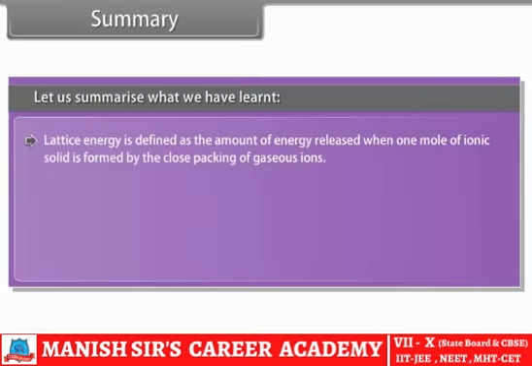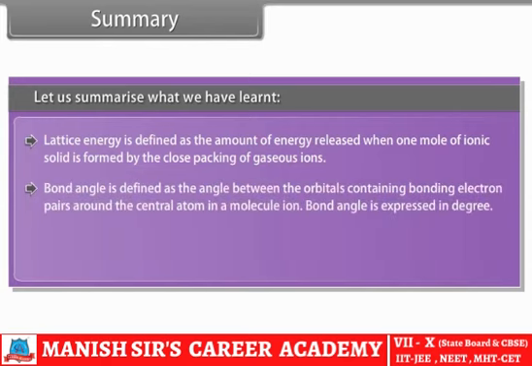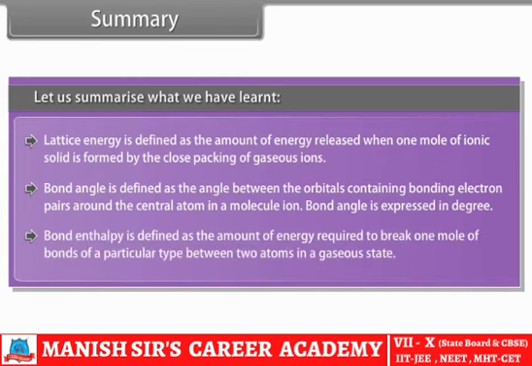Lattice energy is defined as the amount of energy released when 1 mole of ionic solid is formed by the close packing of gaseous ion. Bond angle is defined as the angle between the orbitals containing bonding electron pairs around the central atom in a molecule ion. Bond angle is expressed in degree. Bond enthalpy is defined as the amount of energy required to break 1 mole of bonds of a particular type between two atoms in a gaseous state.